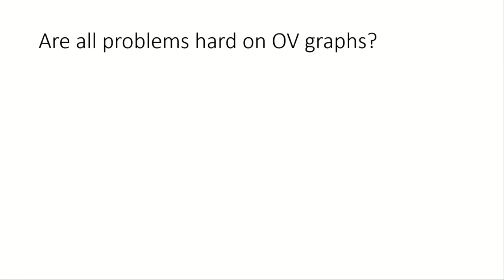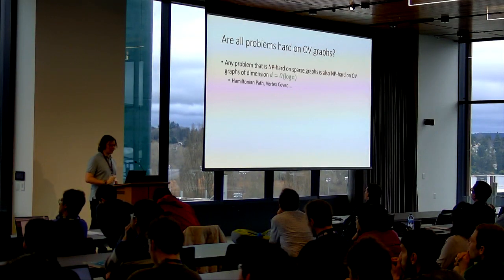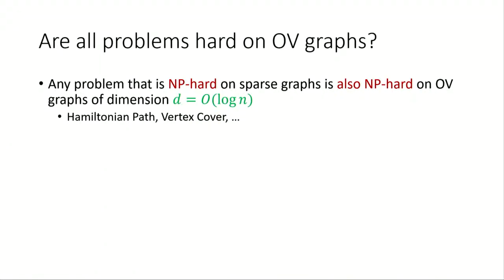So the last question I want to quickly talk about is whether or not all problems are hard on OV graphs. I gave a few examples of problems that seem to be just as hard on OV graphs as in general graphs. And we actually even show more results along these lines. For example, we show that any problem that's NP-hard on sparse graphs is also NP-hard on OV graphs of dimension just log n. So the Hamiltonian path problem and the vertex cover problem and so on are still NP-hard on this small class of graphs. But we do give, as Thomas mentioned, some examples of problems that you can solve faster on OV graphs.